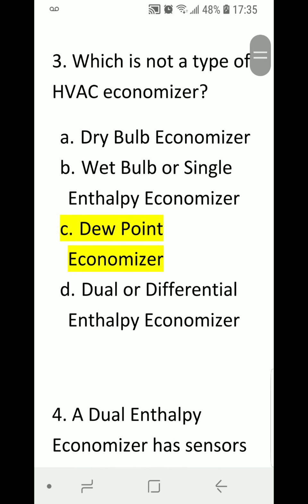Number 3. Which is not a type of HVAC economizer? A. Dry bulb economizer. B. Wet bulb or single enthalpy economizer. C. Dew point economizer. Or D. Dual or differential enthalpy economizer. Correct answer is C. Dew point economizer.